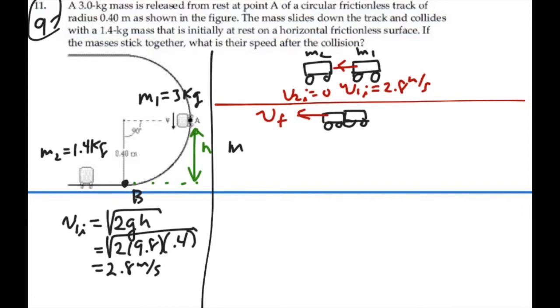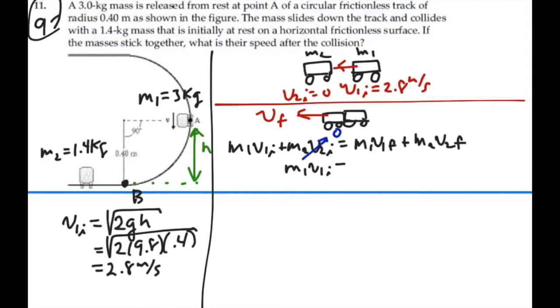So we have the one equation to rule them all for momentum, which is mass 1 v1 initial plus mass 2 v2 initial is equal to mass 1 v1 final plus mass 2 v2 final. But in this case, v2 initial is 0 because it's at rest, and the final velocity for both of them is going to be the same because they're going to stick together. So I have mass 1 v1 initial equals mass 1 plus mass 2 times v final.